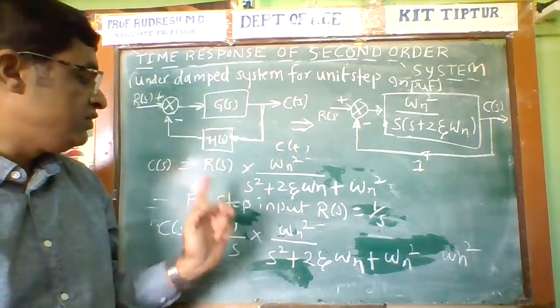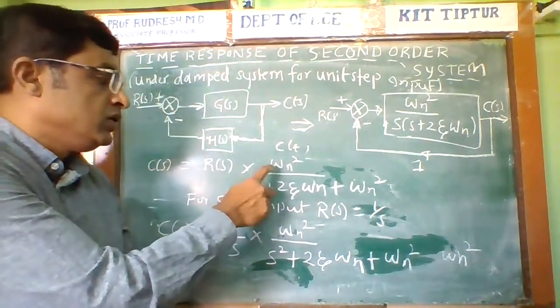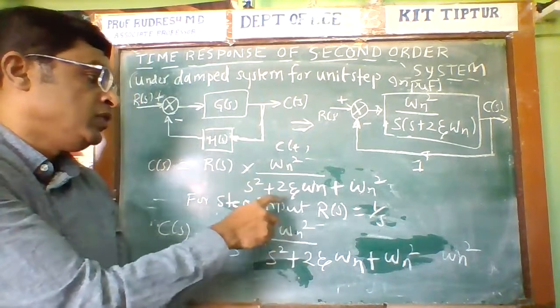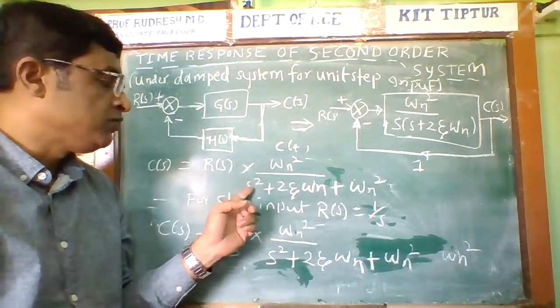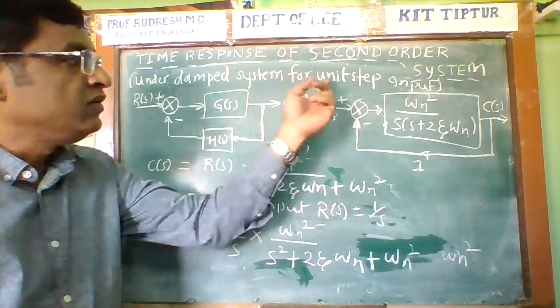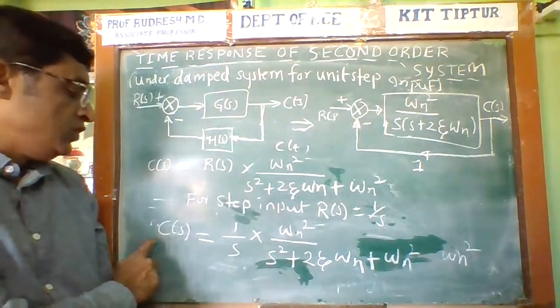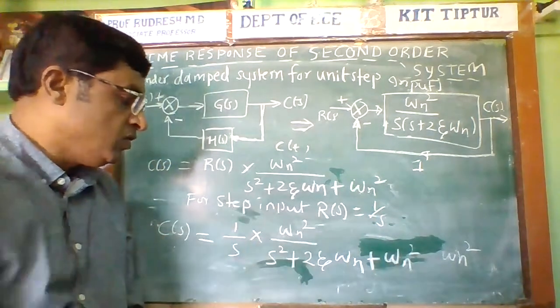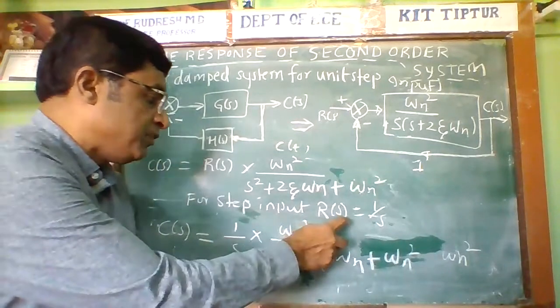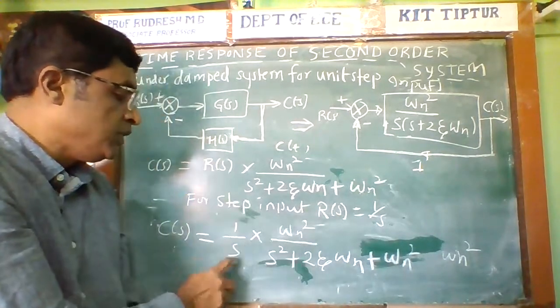And after finding C of S divided by R of S, the denominator term having the S power equal to 2 is hence called a second order system. Now this is the way of finding the C of S value. Now C of S is equal to 1 by S, for the step input R of S is equal to 1 by S.